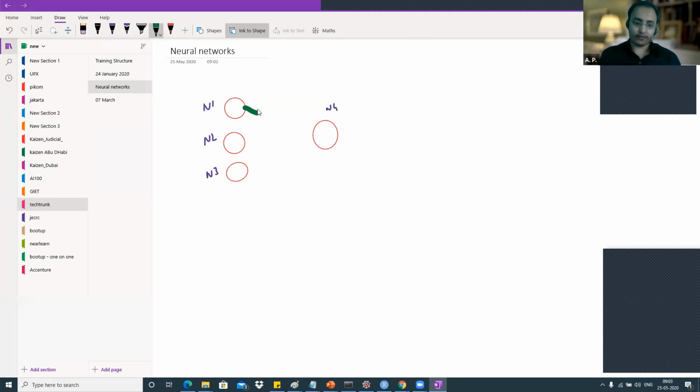In a neural network, all the neurons of one layer are connected to all the neurons of the next layer. So you can say this is layer L1, this is layer L2, this is the input layer, and this is the output layer. In the current neural network, we do not have a hidden layer, and we have output as y hat.